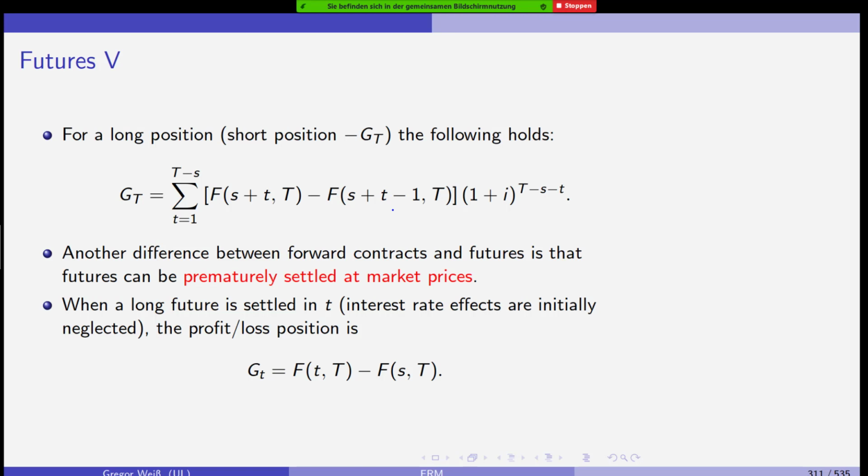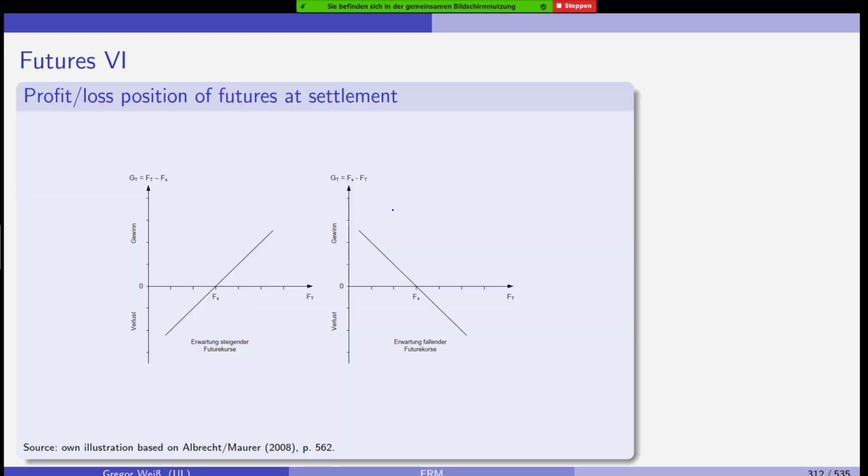Another difference is that a futures contract can also be prematurely settled. You don't have to wait until maturity, but you can simply sell off your futures contract because it's traded on an exchange. And if you settle a long future in small t, if we neglect the interest rate effects, the profit or loss is simply the current futures price, F_t(T), minus the futures price for which you have bought the future, F_s(T). That's the profit in small t.